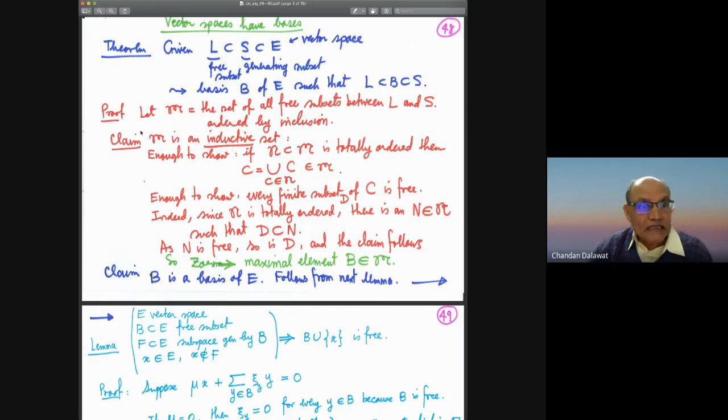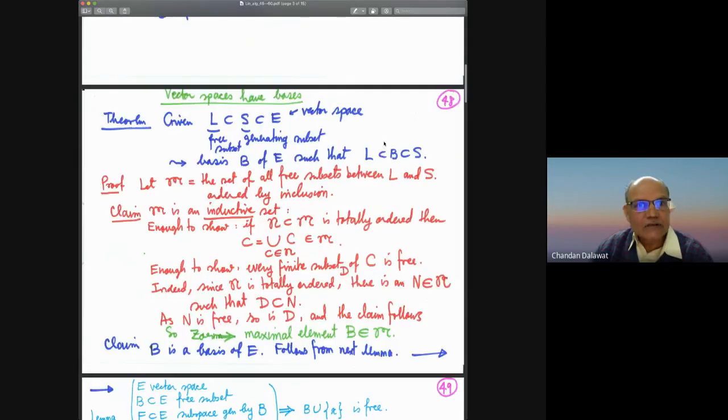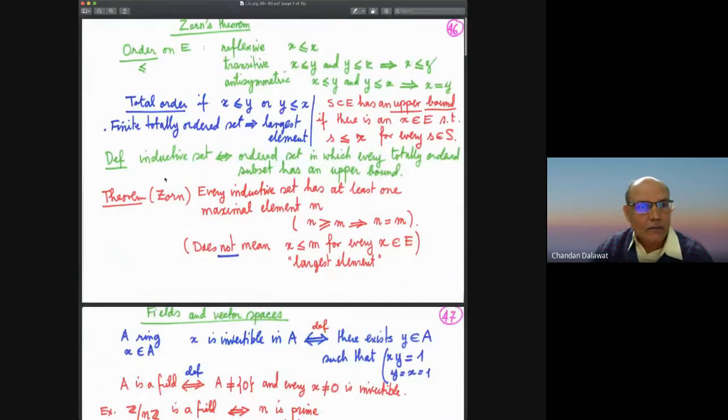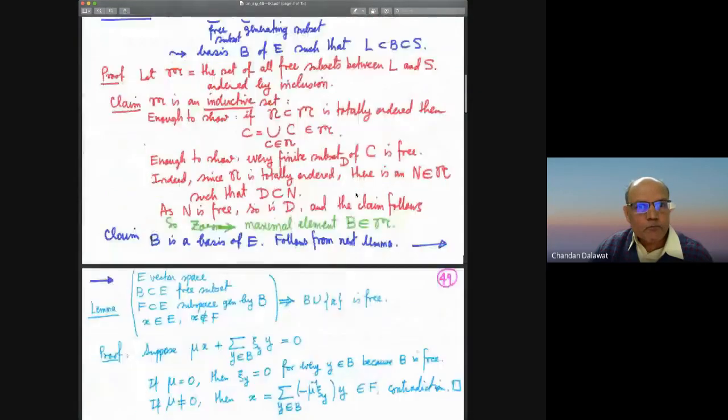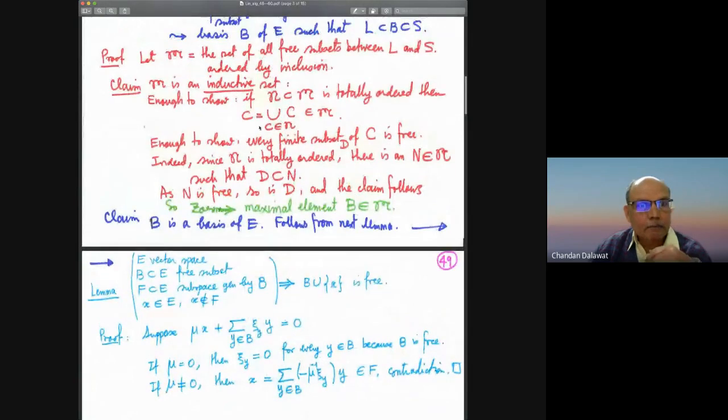Now we are going to prove that this M is actually an inductive set. Okay, so what do we have to show? That if I take a subset which is totally ordered, then I have to find an upper bound, right? This is what the definition of inductive set was. Every totally ordered subset has an upper bound. Okay. So here in this case, I'm given a totally ordered subset N, and I have to find an upper bound in M.